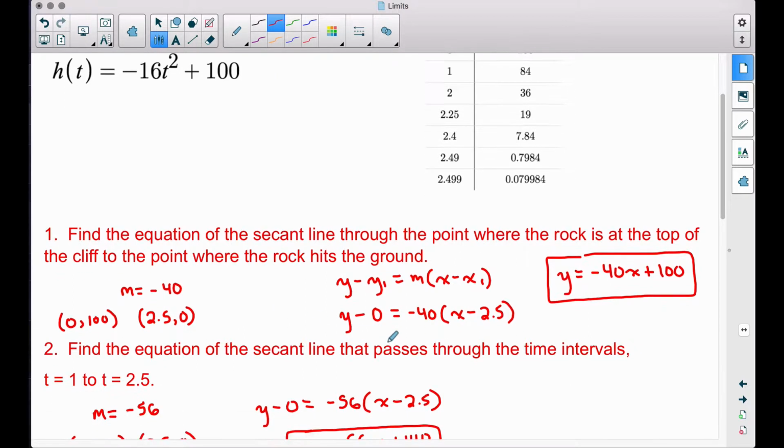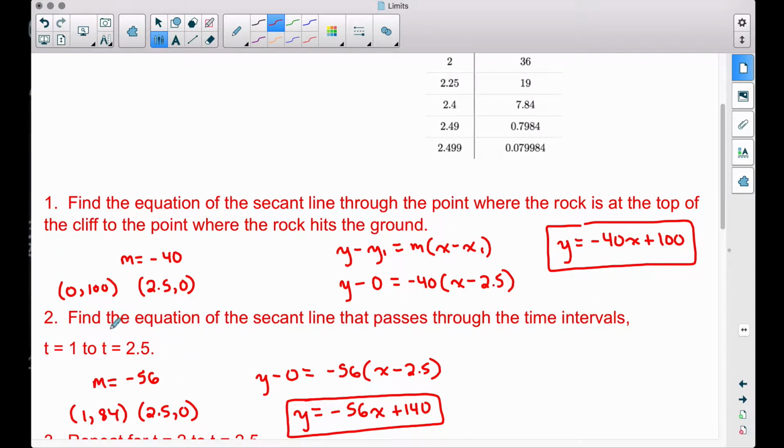Let's look at the second one. So notice the only thing that changed really is the point. Up here we had (0, 100), but I'm still using that (2.5, 0) because I'm finding the equation of the secant line that passes through the time intervals t equals 1 to t equals 2.5.